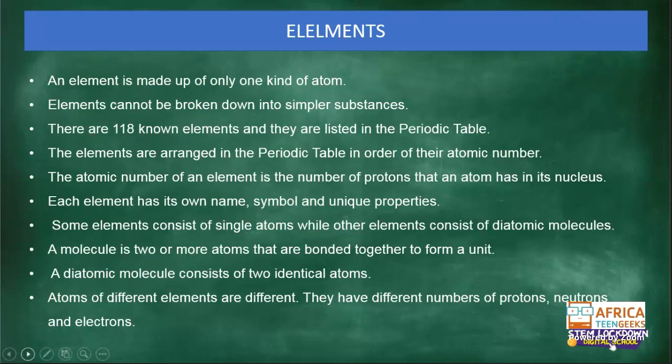For example, you won't find two of me exactly like me. So even if I was an identical twin, I'd be a little bit different in some way. So this is what makes elements different.